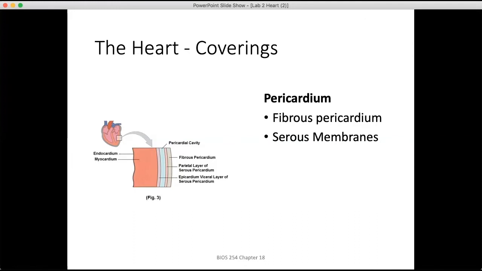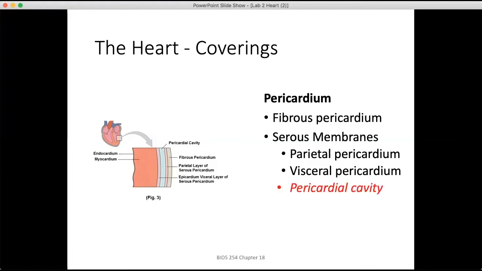Deep to that is the serous membrane. It consists of two layers: the outer or superficial layer, the parietal pericardium, and the inner or deeper layer, the visceral pericardium. The visceral pericardium clings to the surface of the heart. The term viscera refers to the organs in the ventral cavity.